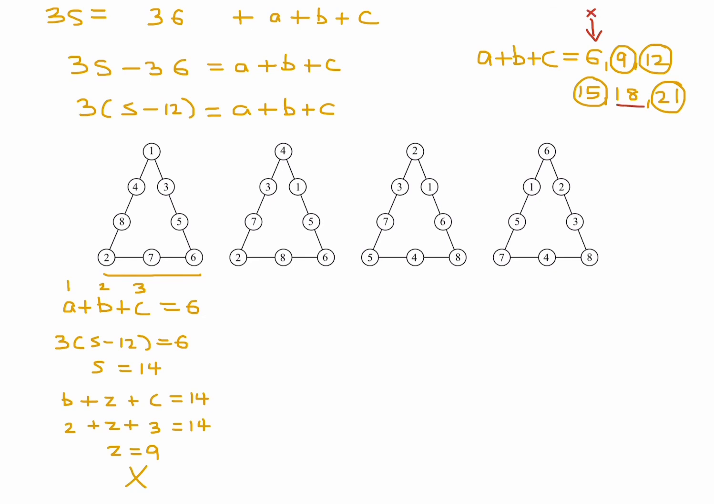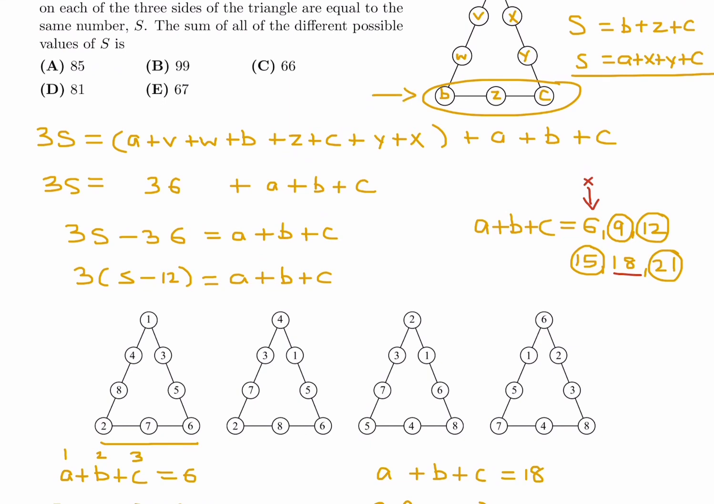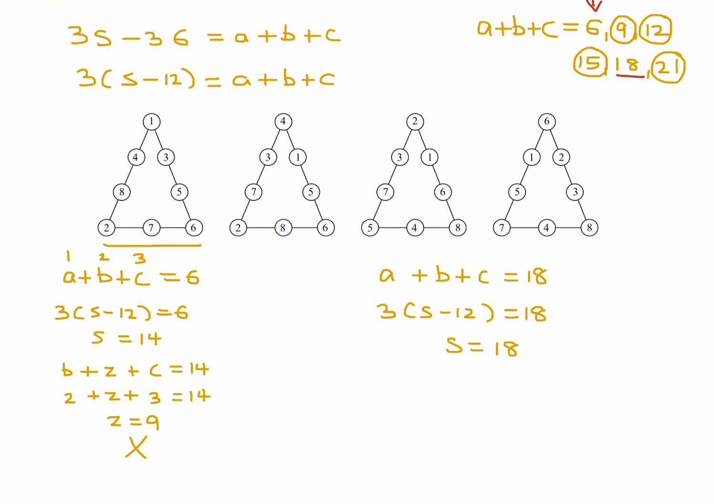This guy right here. Okay, same story. A plus B plus C is 18. That means 3S minus 12 is equal to 18. That means S minus 12 would be 18 divided by 3, which is 6, and therefore S would be 18. Okay, again, look at that bottom row, B plus Z plus C would be 18. And we are going to probably have to choose some large numbers to make this possible.